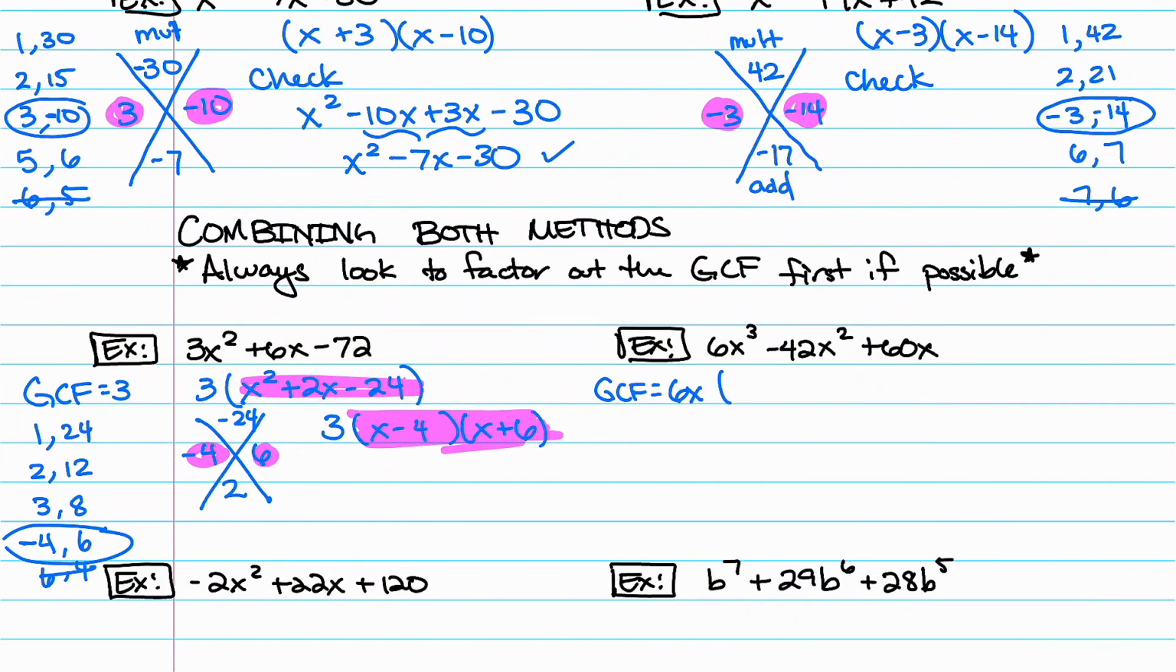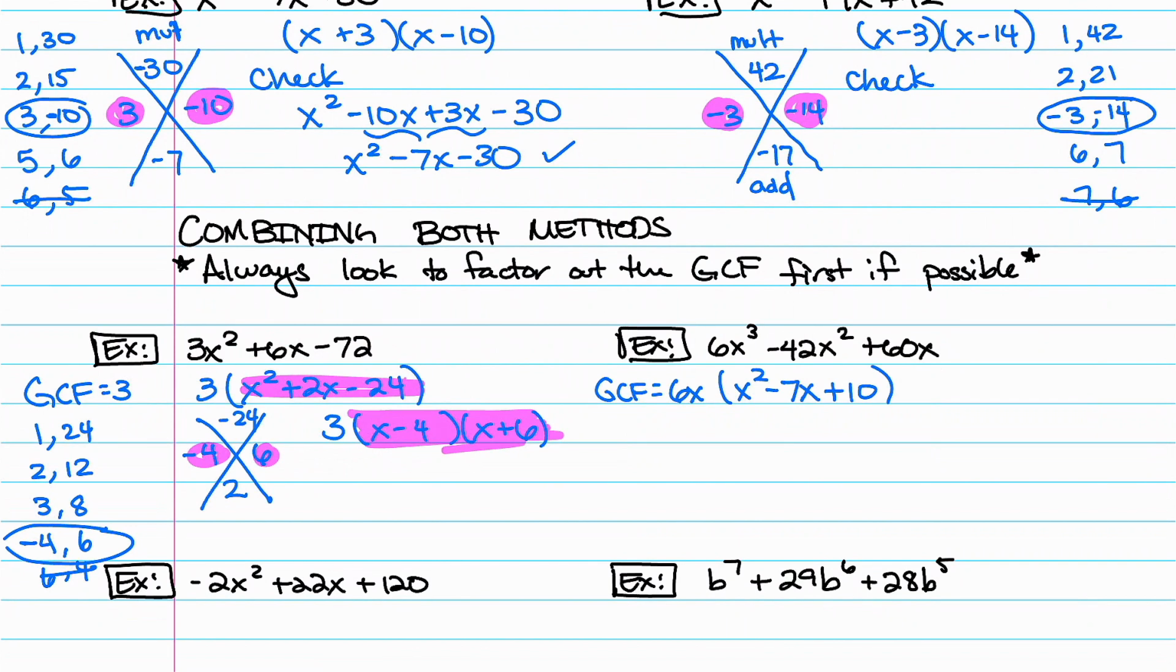All right, how do I get that 6x cubed back? Well, I'd have to multiply that 6x times an x squared in order to get it back. 6x times what is going to give me a negative 42x squared? Well, I need to go 6 times negative 7, and I need another x. And then 6x times what will give me a 60x? Well, it's just a positive 10.